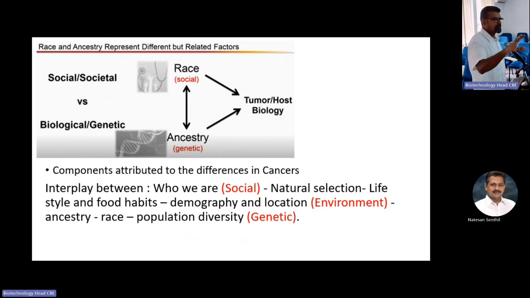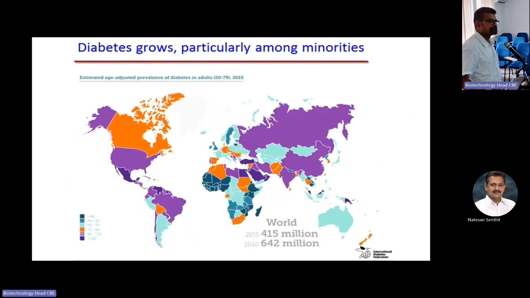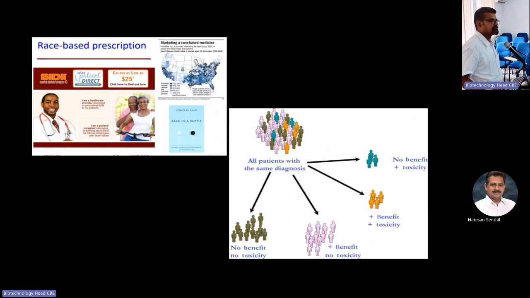It's kind of a One Health concept, right? Combining social, environmental, and genetic factors for a better understanding of life and life processes. Not only cancers but also diabetes, right? Diabetes is also more prevalent in certain populations than in other populations across the world.